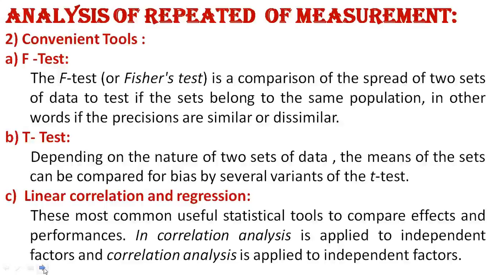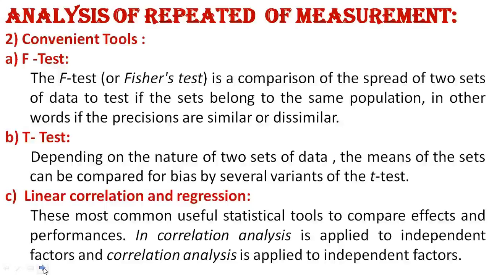Now the second one, the T-test, depends on the nature of the two sets of data. The means of the sets can be compared, or the bias, in several variants of the test. So using the means of the two sets, we compare them and calculate the T-test.